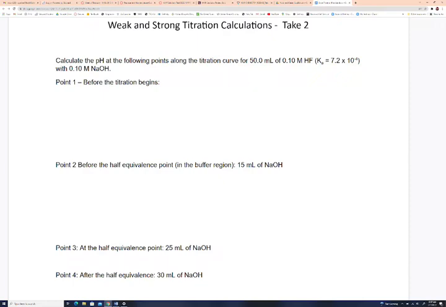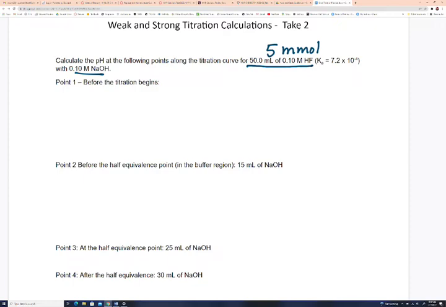Okay, so here we go. Before we ever start, let's look at what we have in terms of our weak acid. We have HF, and it gives us our Ka value. And if I do 50 times 0.1, I get 5 millimoles. Okay, and I'm dealing with 0.1 of my strong base.